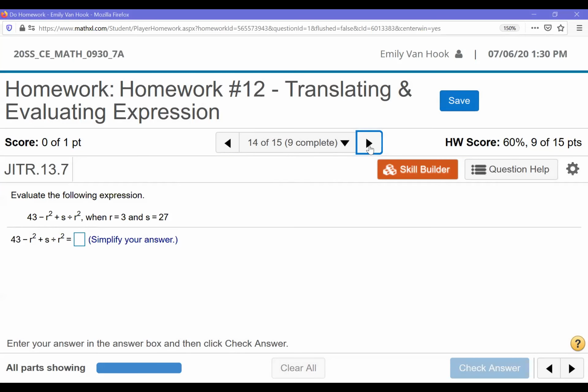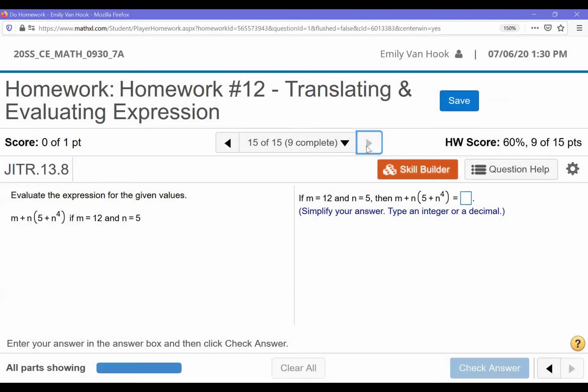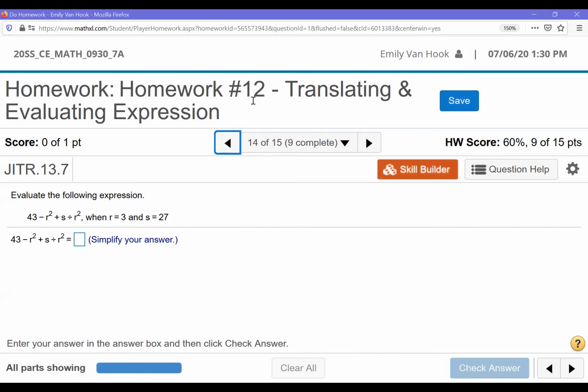Next is 14, which is a longer one with some exponents involved, and then number 15. Okay, number 15, I will just say, is very similar to one we did in our notes. Ours had n squared. This one has n to the fourth. So just be careful with your exponent. I'm going to go back and let's do number 14. This one's a bit longer.